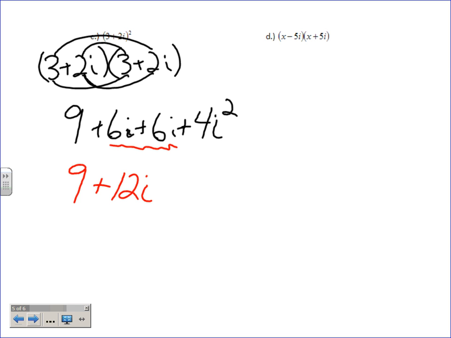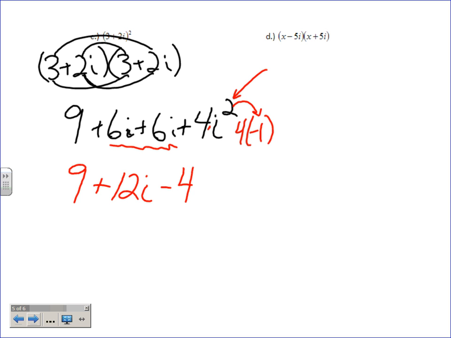i squared can be replaced by negative 1. That was on the front side. Anywhere you see an i squared, you can replace it with negative 1. So there's an i squared right there. How is the 4 attached to i squared? By multiplication. So take 4 times negative 1, because you can replace it just like that. Again, we did that on the front. So it's 4 times negative 1, in other words, minus 4.